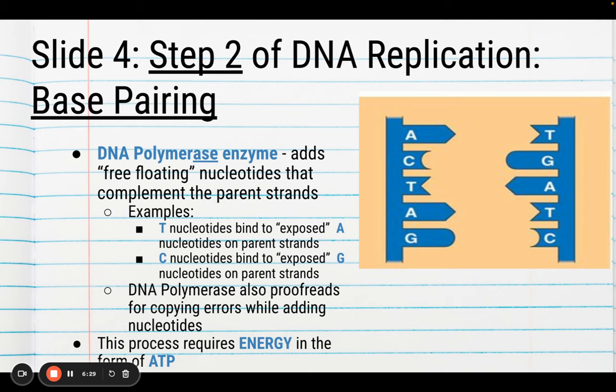And the same process would occur on this parent strand, where an adenine would be added, cytosine, then thymine, and adenine, and guanine. So that's how this process works. And again, DNA polymerase is your proofreading enzyme. So it's also going to check for errors while it's adding nucleotides. This is a very energy-intensive process, so it does require ATP to make the copies of DNA. Remember, the cellular form of energy is always going to be ATP.